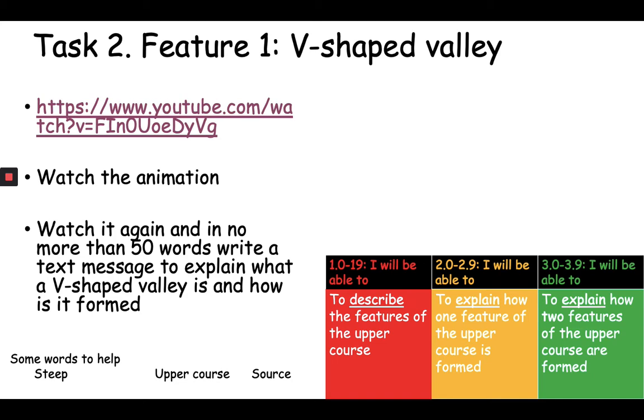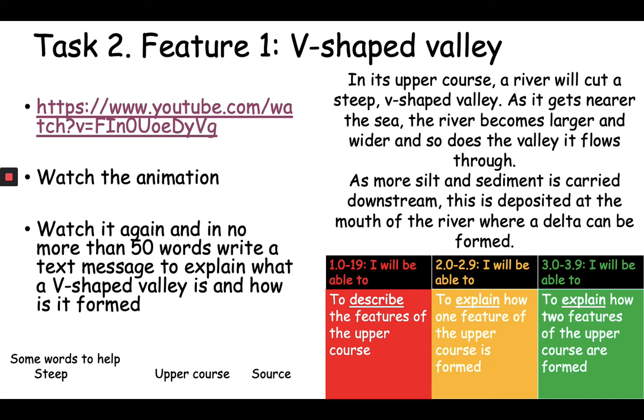Perfect. So as you can see by the video, a V-shaped valley is in the shape of a V, hence why it's called a V-shaped valley. And it's usually in the upper course of a river, and a river will cut a steep V-shaped valley, like I've said. And as it gets nearer the sea, the river becomes larger and wider, and so does the valley. As more silt and sediment is carried downstream, this is deposited at the mouth of the river, where a delta can be formed, and that's what we looked at last lesson. We looked at a picture of a delta in the Mississippi River.